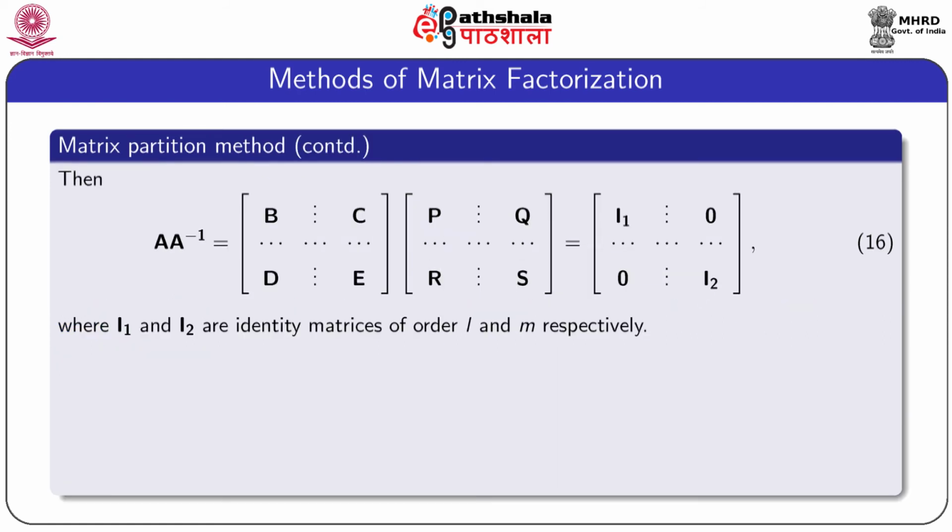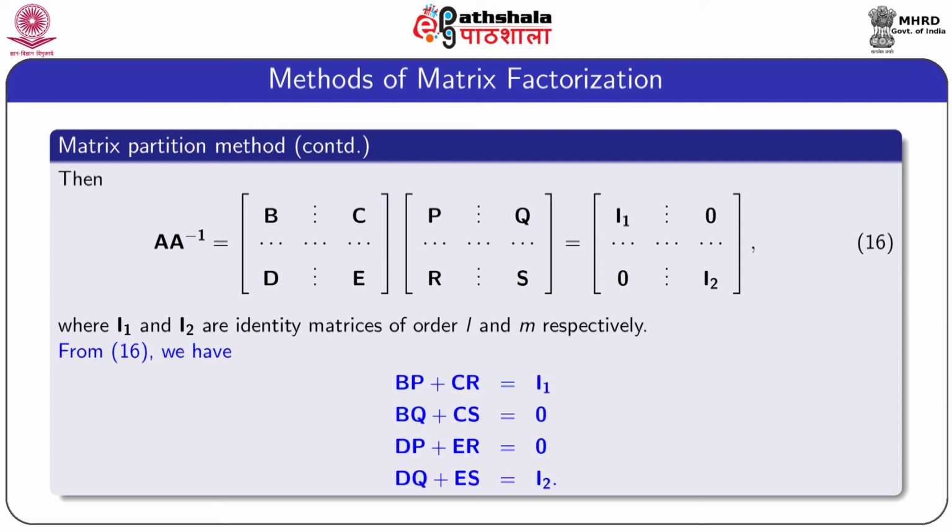Then A times A inverse equal to the matrix [B, C; D, E] times the matrix [P, Q; R, S], and as per the definition of inverse, A times A inverse equal to I. So, the unit matrix I is decomposed into 4 matrices [I1, 0; 0, I2], where I1 and I2 are the identity matrices of order L and M respectively, and 0 is the null matrix.